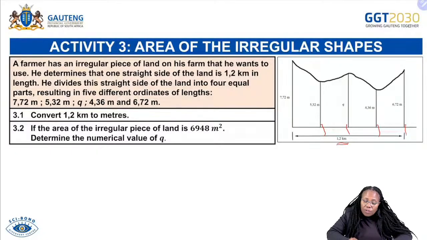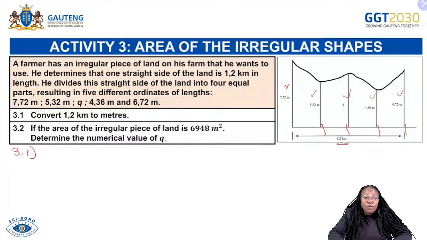Okay, we have 1, 2, 3, 4 with the ordinates 1, 2, 3, 4, 5. It forms 5 different ordinate lengths. So the first one is 7.72, 5.32, followed by Q, followed by 4.36, followed by 6.72.